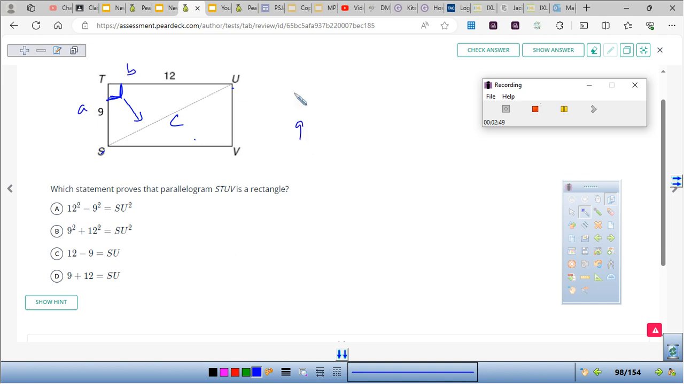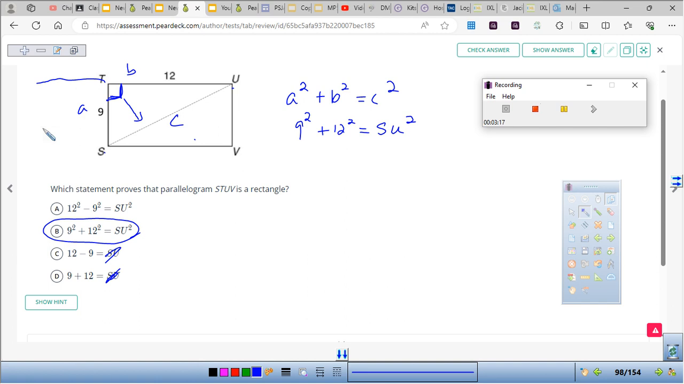So the formula is the Pythagorean theorem, A squared plus B squared equals C squared, which in this situation is going to be 9 squared plus 12 squared equals SU squared. Let me see, SU. I think it's this one right here. Remember, if you look at it, this small square plus this other small square is equal to the one that has the bigger side.